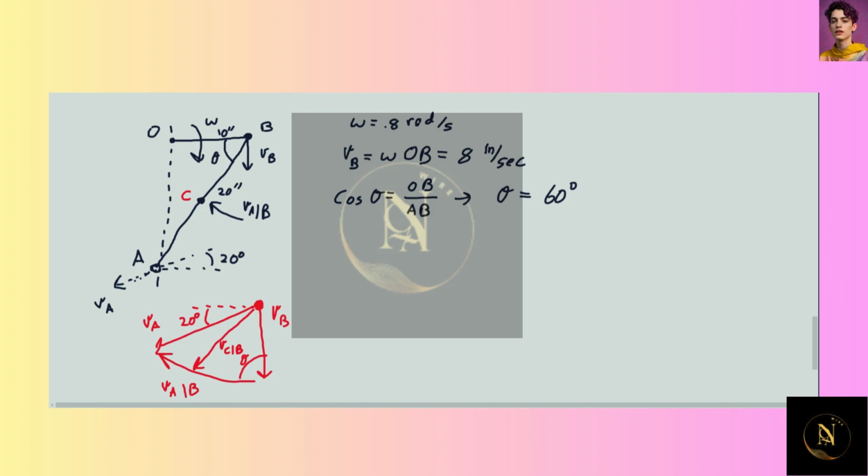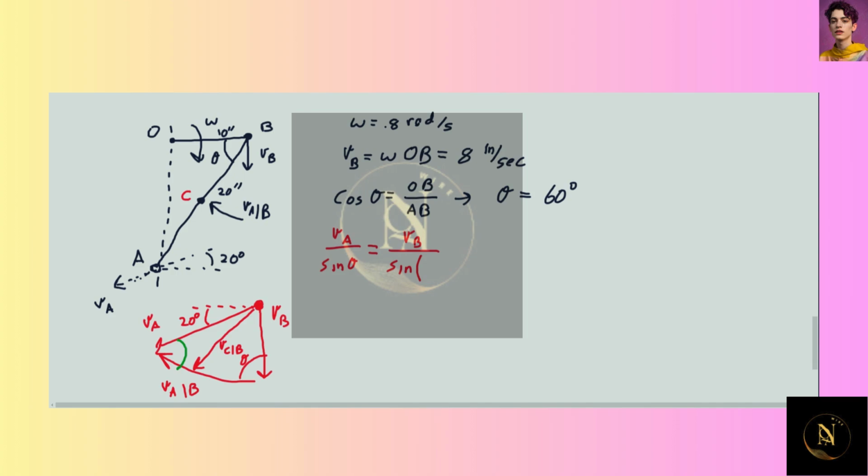Next we can find the velocity of A, which we can get by using the law of sines here. So the velocity of A divided by the sine of theta should equal the velocity of B divided by the sine of this angle, which is a little bit more complicated. So we take the velocity of B and we're looking for, I'll highlight this angle over here, and we can figure out what that angle is geometrically.